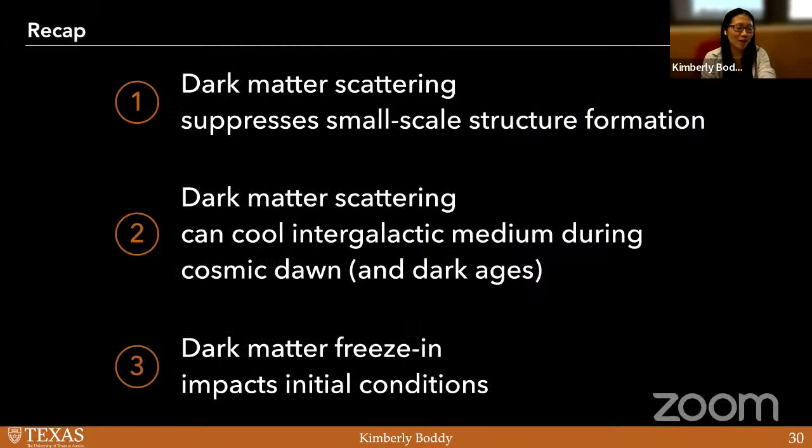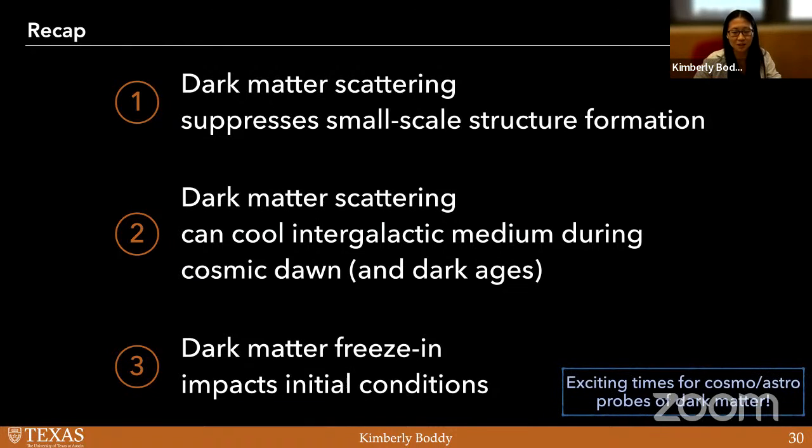So to recap, I showed you three different ways of probing dark matter interactions with the standard model. The first two were at least very related to one another. They looked at pure dark matter scattering, with no regard to any other process that could happen. In one case, we're looking at small scale structure formation. In the other case, we're looking at the energy exchange between dark matter and the baryon gas in the era of cosmic dawn. And then the third topic was this new work that looks at how dark matter freeze-in does impact initial conditions, and all that has to be carefully calculated.